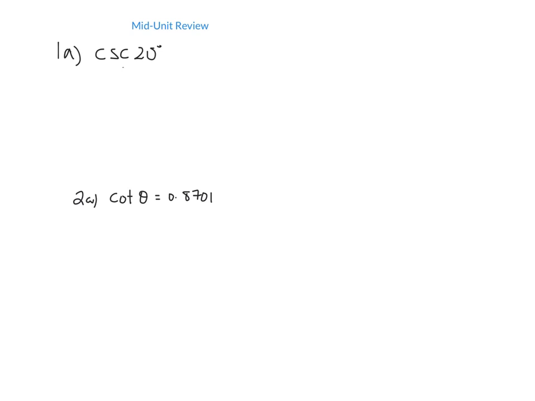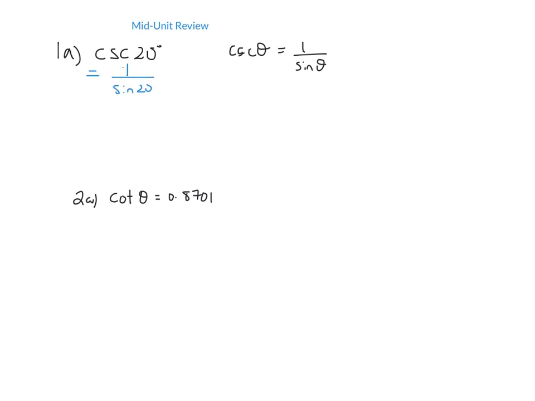Okay, I'm going through some solutions from the mid-unit review. If you're trying to find what the cosecant of 20 degrees is equal to, you just have to remember that the cosecant really is the reciprocal of sine, and the converse of that is true as well. The cosecant of theta is really equal to 1 divided by the sine of theta. So if I have the cosecant of 20 degrees, that's going to equal 1 divided by the sine of 20 degrees.